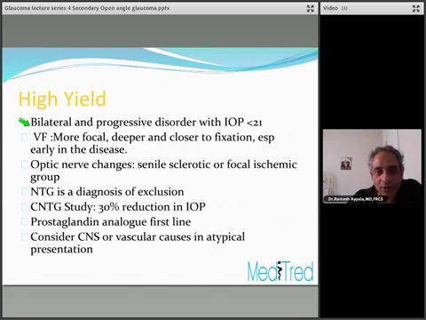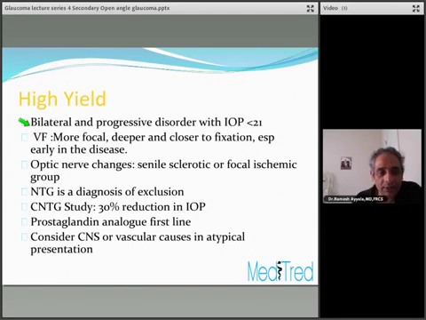Bilateral and progressive disorder with intraocular pressure less than 21 millimeters of mercury, visual fields which are more focal, deeper, and closer to fixation, especially early in the disease. Optic nerve changes could be either senile sclerotic or focal ischemic group. Normal tension glaucoma is a diagnosis of exclusion.